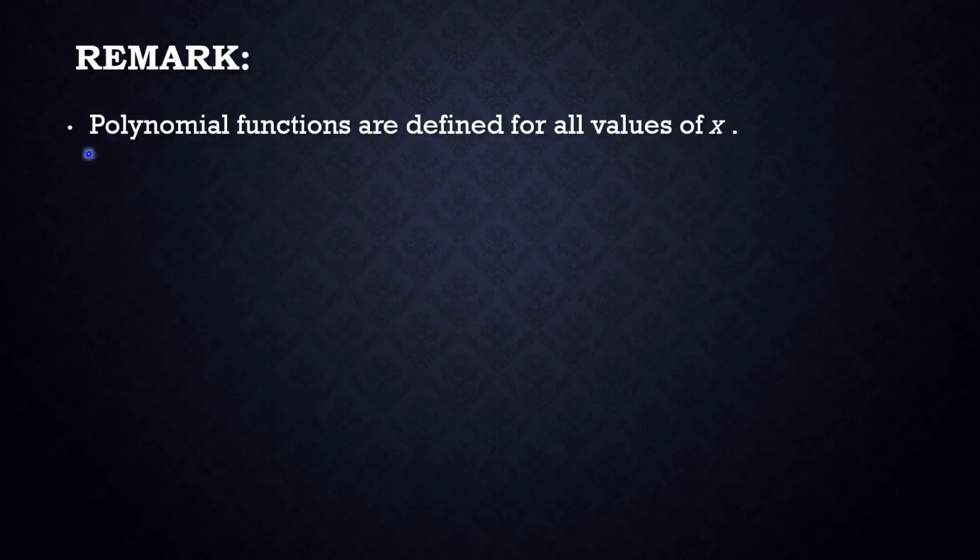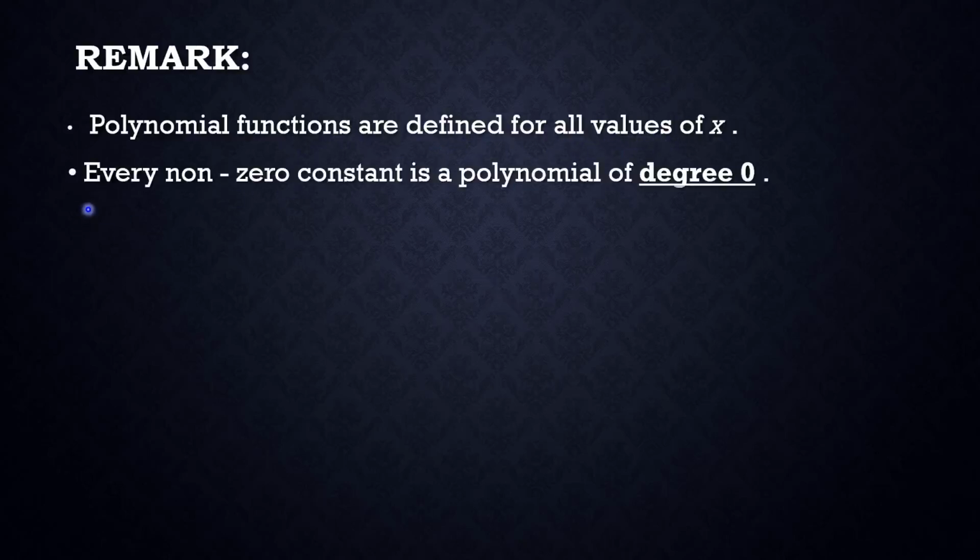Let us see some important remark points in this exercise. First one: polynomial functions are defined for all values of x. That is, in a polynomial function, we can substitute any value in place of x. That is referred to as defined for all values of x. Second one: every non-zero constant is a polynomial of degree 0. So the constant term has degree 0.